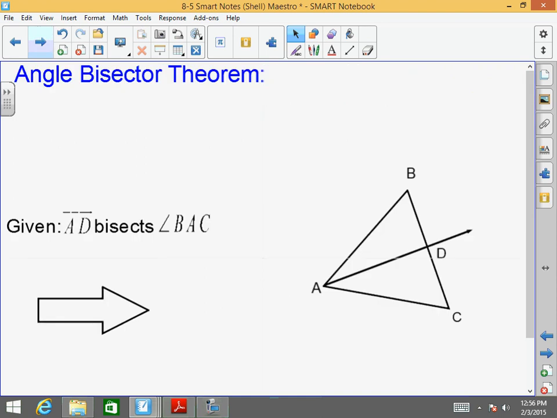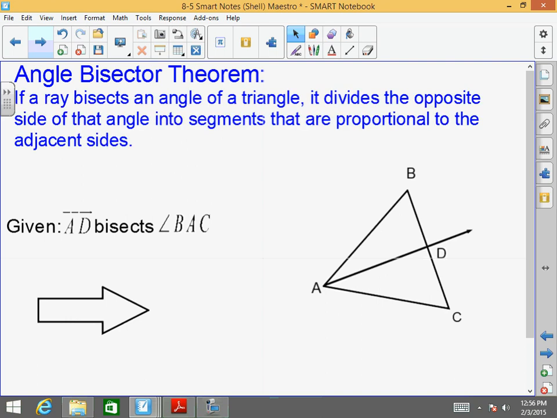Angle bisector theorem. Very similar to what we've just seen already. The angle bisector theorem states, if a ray bisects an angle of a triangle, and I'm sorry about this drawing, it really didn't come out to my standards. That's not a real angle bisector. Let's just assume that the drawing is an angle bisector. I couldn't get it exactly in the middle, and I apologize. But if a ray bisects an angle of a triangle, it divides the opposite side of that angle into segments that are proportional to the adjacent sides.